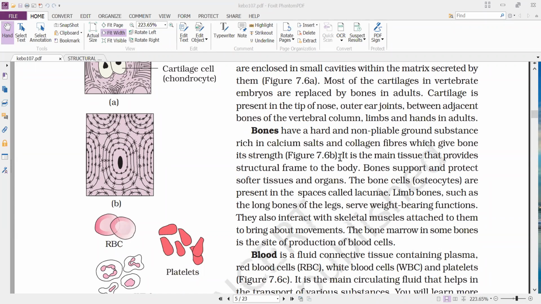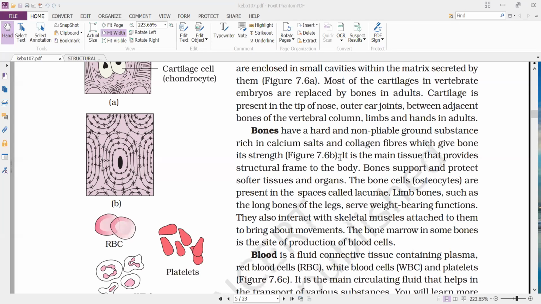Which will provide the bone its strength. Next, it is the main tissue that provides a structural frame to the body. So that means the structure which will provide a frame to support different parts of the body is nothing but the bone.